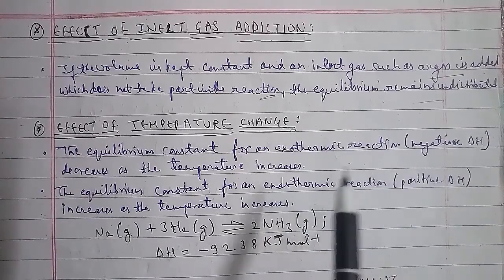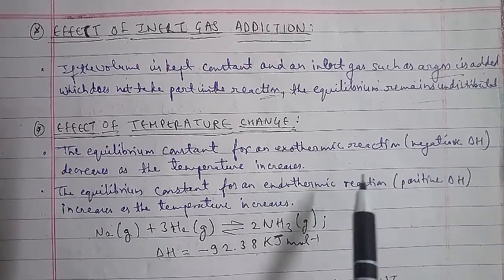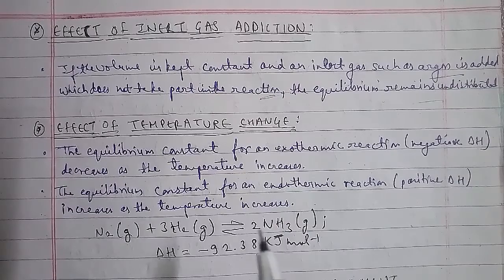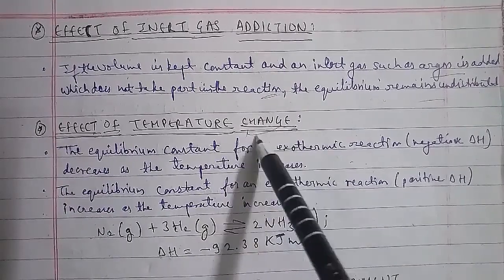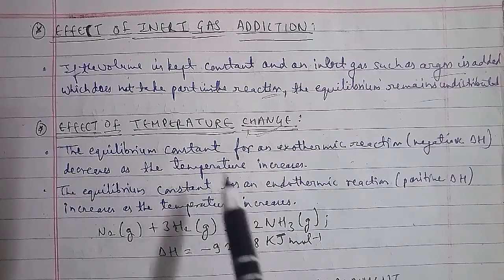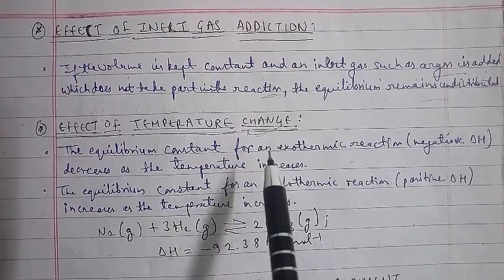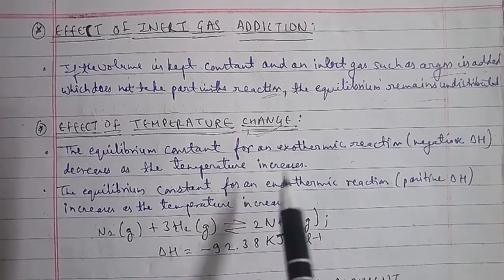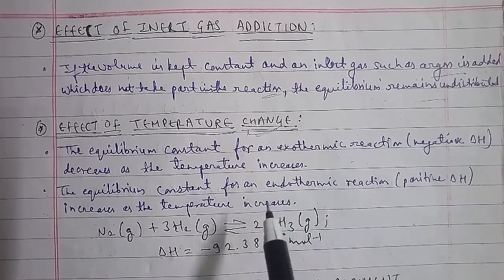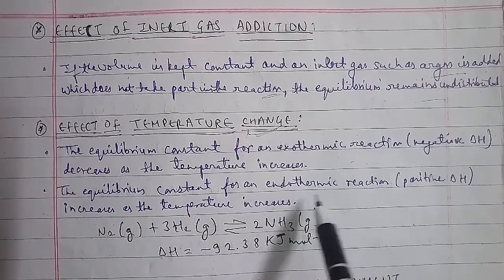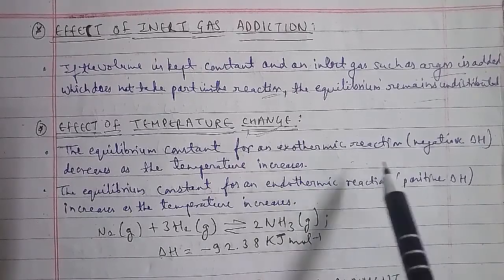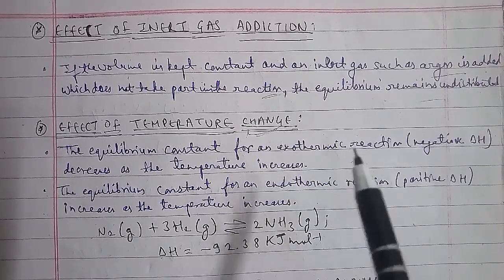In general, the temperature dependence of the equilibrium constant depends on the sign of delta H for the reaction. Here there are 2 points: the equilibrium constant for an exothermic reaction, with negative delta H, decreases as the temperature increases. And the equilibrium constant for an endothermic reaction, with positive delta H, increases as the temperature increases. With regard to that, the temperature changes affect the equilibrium constant, the rate of the reaction, and the production of ammonia according to the reaction.